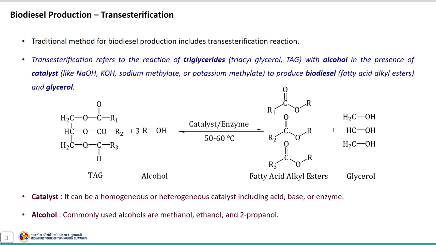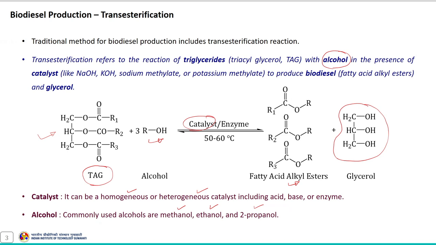This following reaction represents the transesterification reaction of triacylglycerol, that is TAG, which reacts with alcohol in the presence of a catalyst to produce fatty acid alkyl esters. Along with that, this reaction also produces glycerol as a byproduct. The catalyst used in this process can be a homogeneous or heterogeneous catalyst, including acid, base, or enzyme. The commonly used alcohols for this reaction include methanol, ethanol, and propanol. And this is the general scheme for the transesterification reaction.